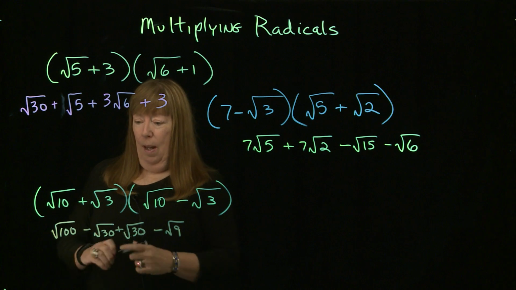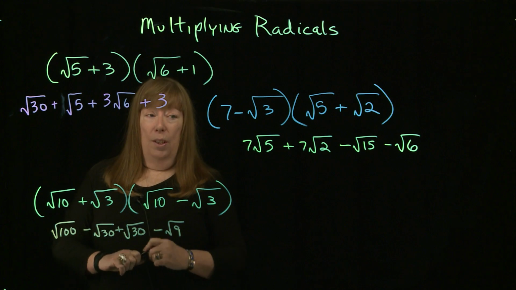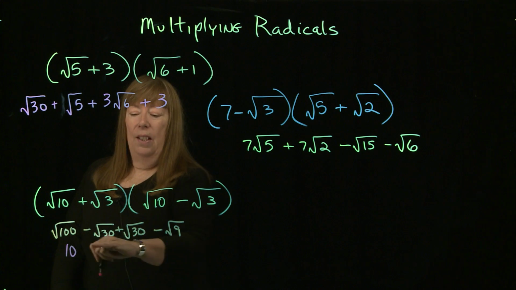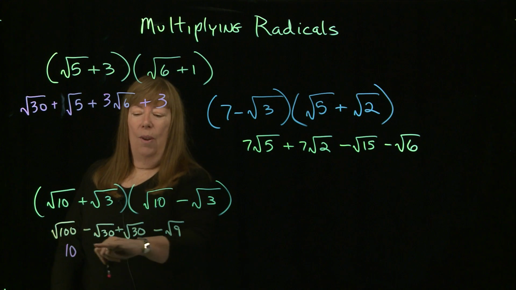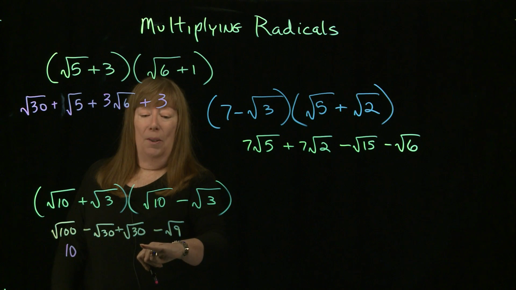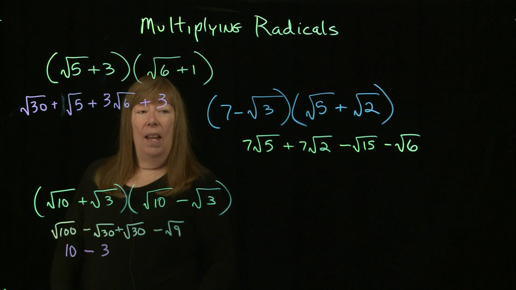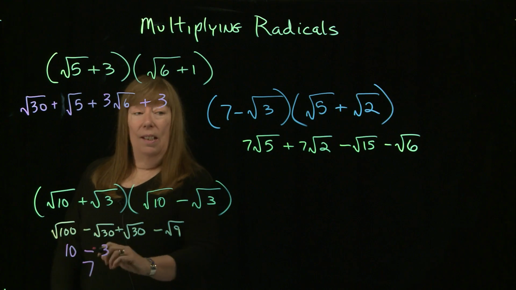Okay, let's finish this up. Because the square root of 100 is a perfect square, right? It's 10. And these two are opposites. They knock each other out and become 0. I'm not going to write the 0. Minus the square root of 9 is 3. And 10 minus 3 is 7.